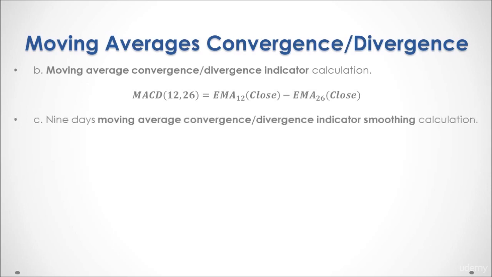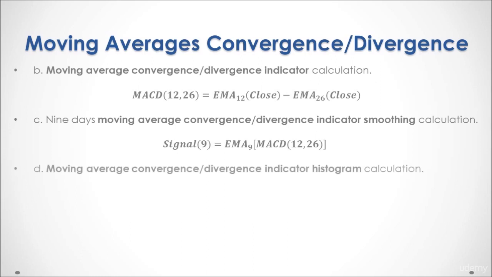C. 9 days moving averages convergence divergence indicator smoothing calculation. This corresponds to the signal of those 9 days, which is equal to a 9-day exponential moving average of the MACD for 12 and 26 days. D. Moving averages convergence divergence indicator histogram calculation. The MACD histogram of 12 days, 26 for shorter and longer term smoothing, and 9 days for the signal is equal to the MACD of 12 and 26 days minus its corresponding signal of 9 days.